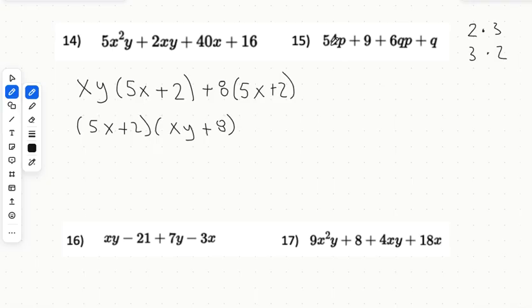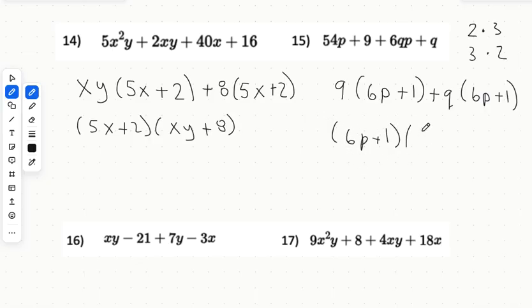Let's see, this next example, we got 54 and 9, and so it looks like I can bring out a 9. And that's going to leave me 6p, and then plus, so 9 goes into 9 one time, so we need a placeholder for that 1, so that when I distribute back, I get the 9. And then we got plus, and here it looks like q is going to be my greatest common factor. So we'll factor out a q, and I better get 6p plus 1 again, and I do. That comes out front, and we get 9 plus q.